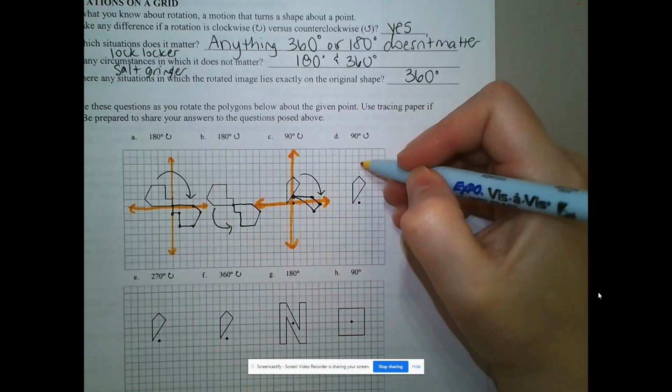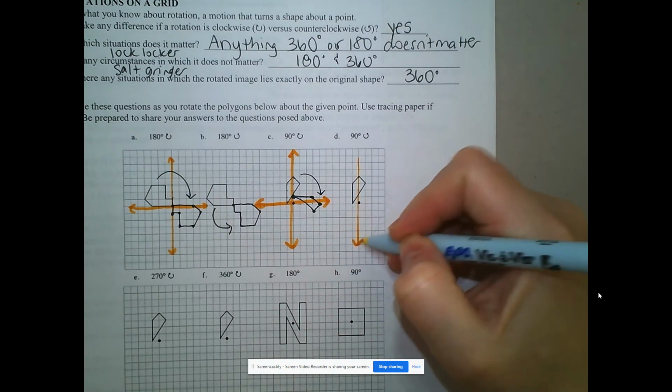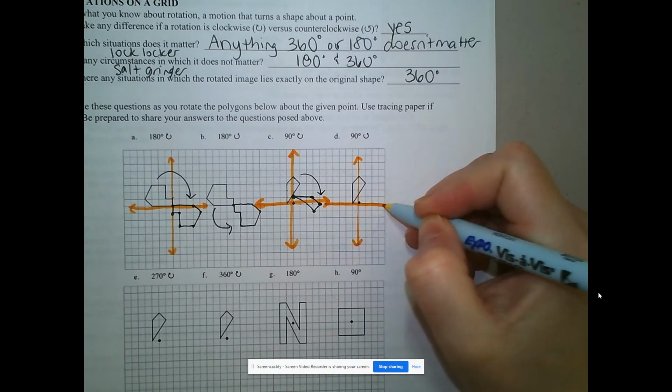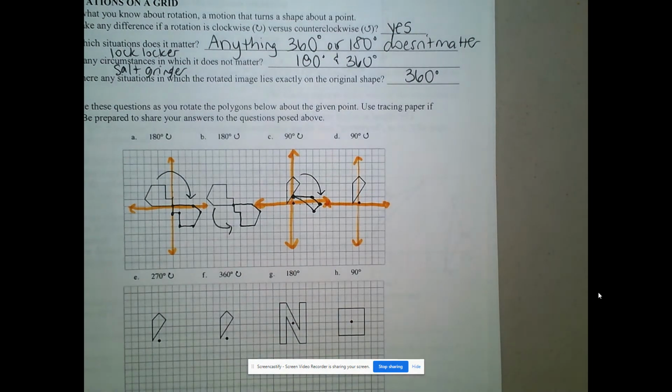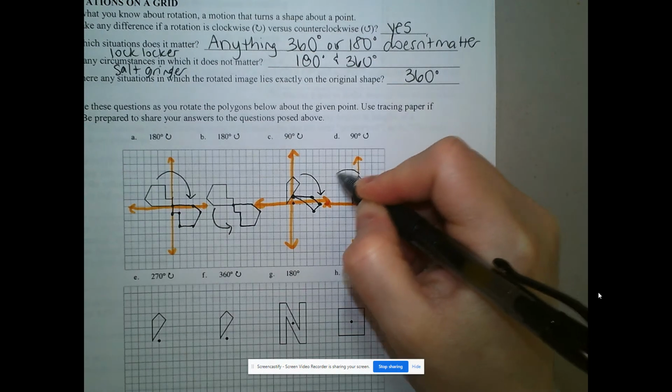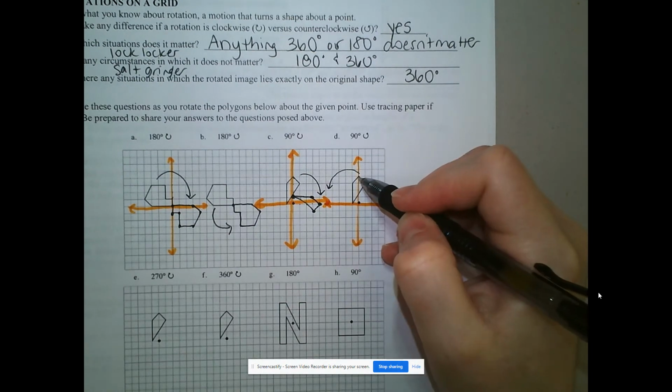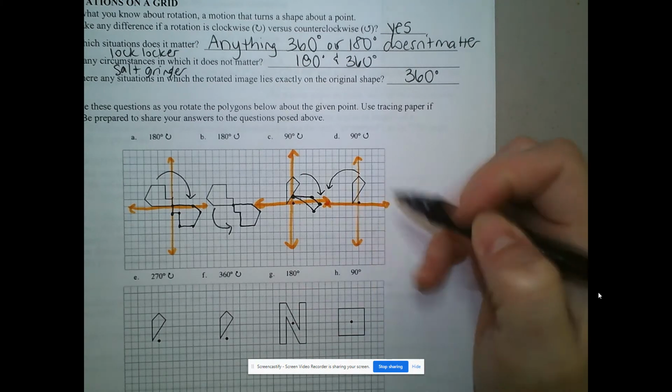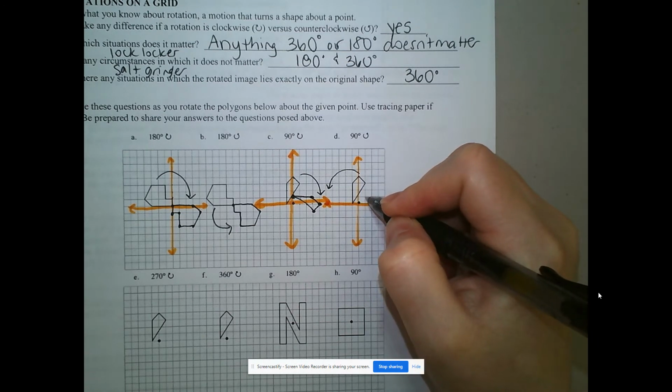Now this is the same shape, but this one wants 90 degrees counterclockwise. So again, we have to predict where we are going to end up. So if we're going to go 90 degrees counterclockwise, this is going to go down here. So the point that was on the y-axis is now going to end up down on the x-axis. So right 1, up 1, 2, 3.